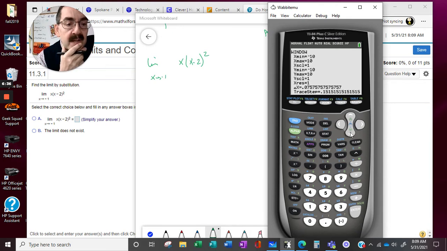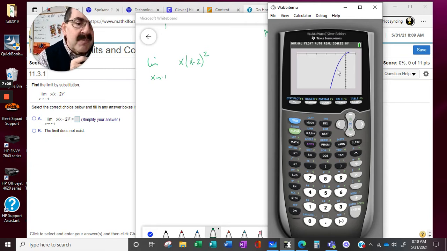X min, let's go negative 5. And we don't need this at all, so let's do 1. And it looked like it was real low, so I'm going to change this to a minus 20. Let's see what this looks like. Y max, we really don't need that Y max that high. Let's see what this graph looks like.